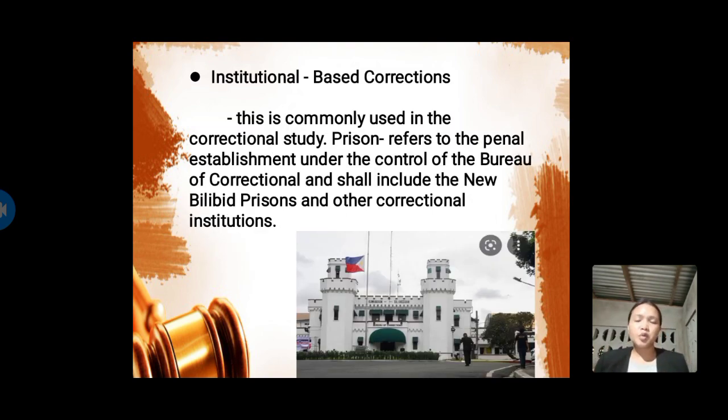Next, I will be focusing for now on institutional-based correction. This is commonly used in correctional studies. Prison refers to the penal establishment under the control of the Bureau of Corrections, or BuCor, and shall include the New Bilibid Prison and other correctional institutions. What I put below the photo is the Bureau of Corrections here in the Philippines. That is one example of institutional-based correction in our country.